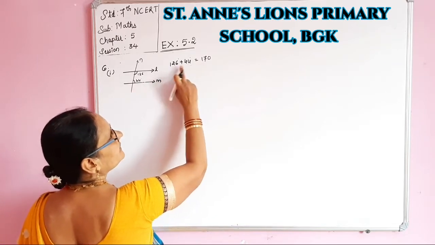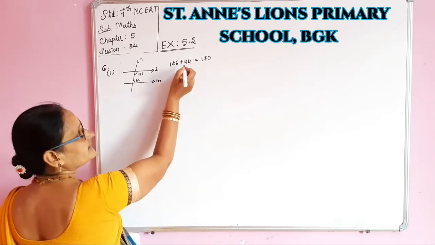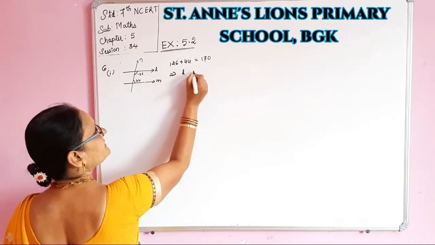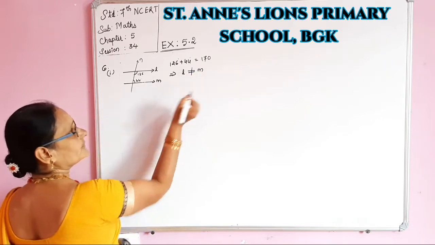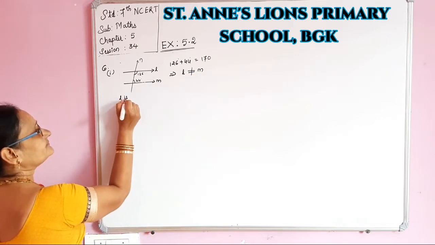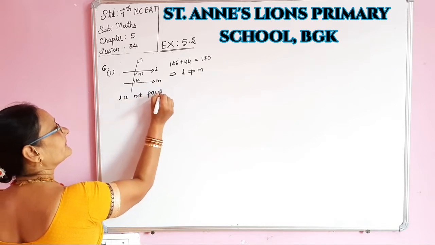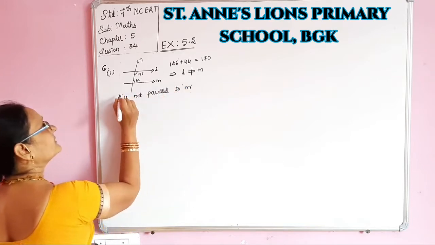Now the sum of these two: 126 plus 44 is 170. So it is not equal to 180 degrees. This implies that L is not parallel to M. Okay, L is not parallel to M. Okay, first one.